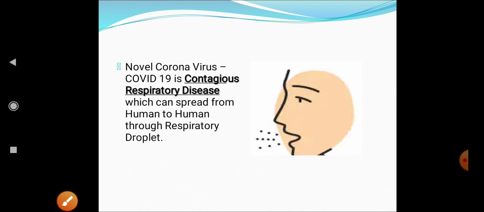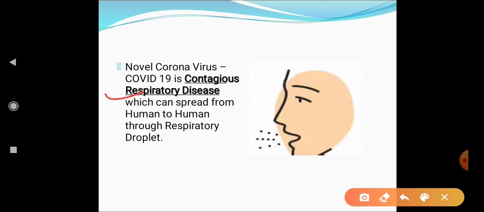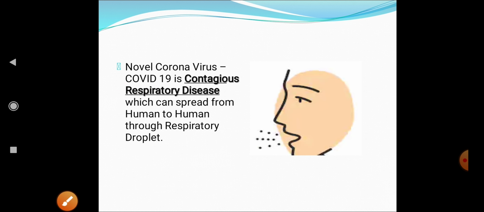So first of all, this novel coronavirus COVID-19 is a contagious respiratory disease like that of influenza. So it will be spread from human to human by a respiratory droplet. So this is your respiratory droplet. When you are coughing, when you are sneezing, then such virus can spread from the sick person to the healthy person. So it will be spread from human to human.